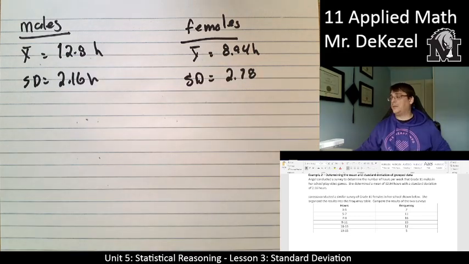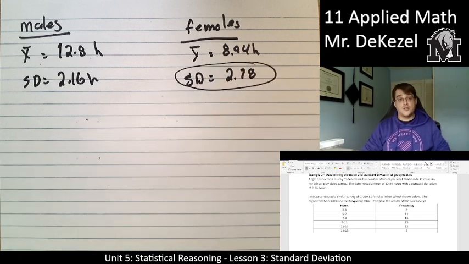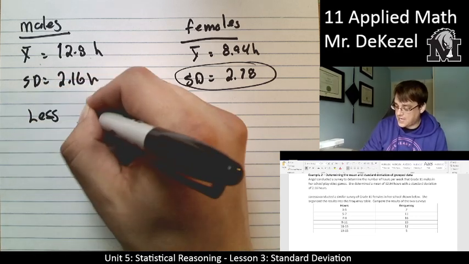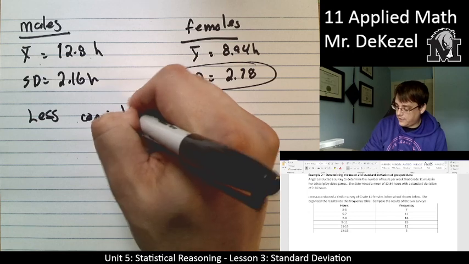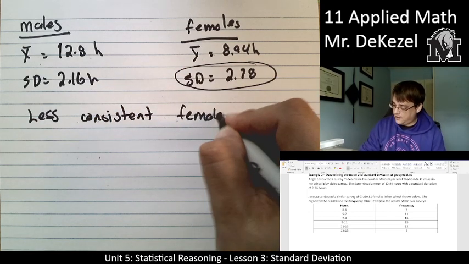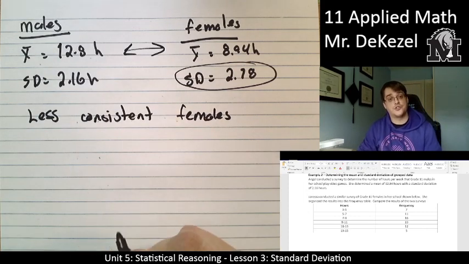So we can compare the results of the surveys for males and females and how they play video games. You can see that the standard deviation for females is larger than the standard deviation for males. So females are less consistent when they play video games for the amount of time that they play them, while males are more consistent, and they often play more on average. Okay.